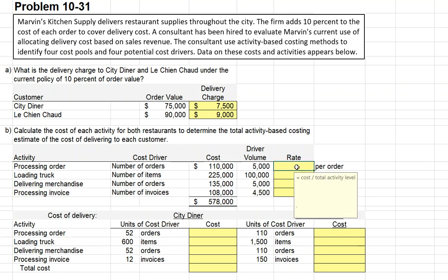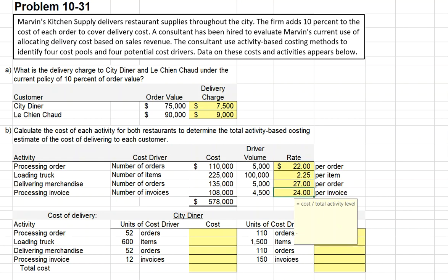We calculate our activity rate by taking our total cost and dividing it by the cost driver. So $110,000 divided by 5,000 gives us $22 per order. $225,000 for loading the truck divided by 100,000 items gives us $2.25 per item for loading trucks. We have $27 per order for the delivering of merchandise and $24 per processing of an invoice.